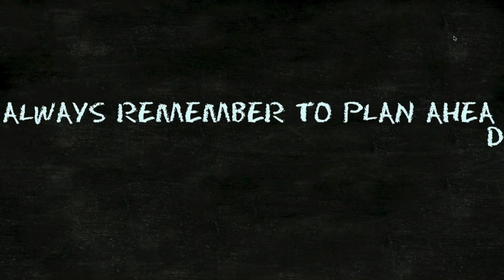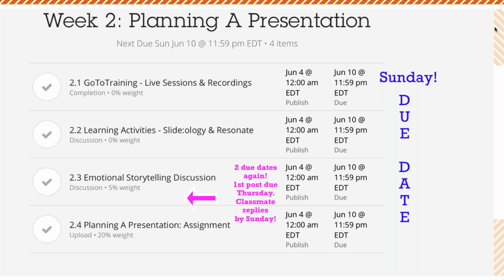But this week, in week number 2, let's take this in manageable chunks. Here's what you need to accomplish in week 2. Right now we are completing the 2.1 GoToMeeting session. Be sure you pop back into the platform and check off that you have either watched the live session or the recording before the due date of June 10th, which is this upcoming Sunday. All the due dates this week are going to be Sunday, June 10th, with one exception, and I'll get to that in a moment.